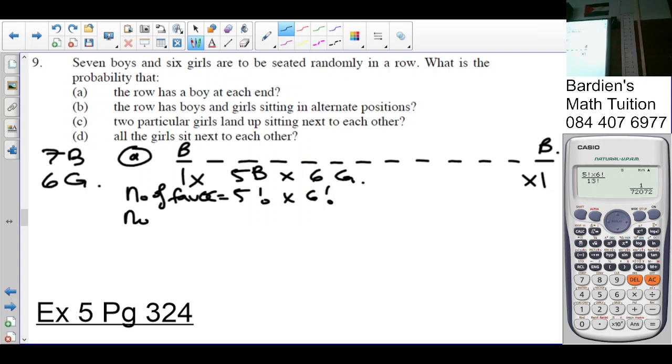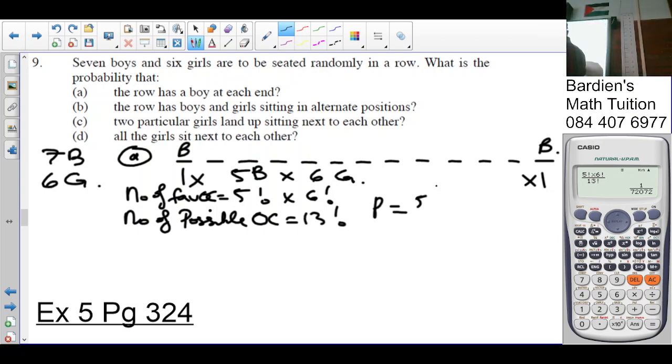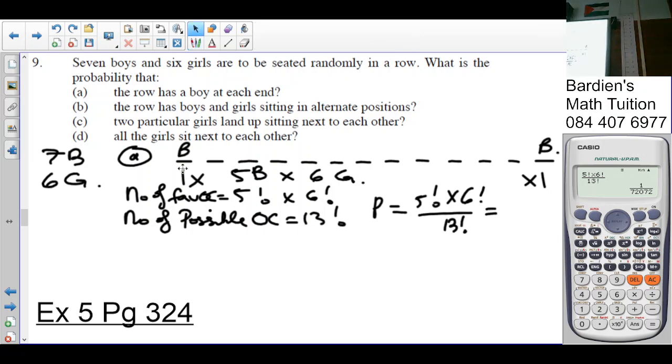So the number of possible outcomes is simply going to be these 13 children or 13 people that need to be seated, which is 13 factorial. So your probability here would be the number of favorable outcomes, which is 5 factorial times 6 factorial, over 13 factorial, which gives us 1 over 72,072. Which makes that the answer that they have there.